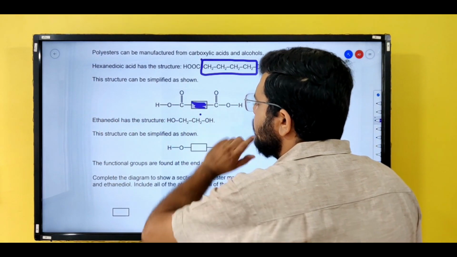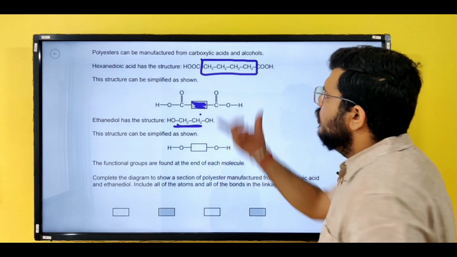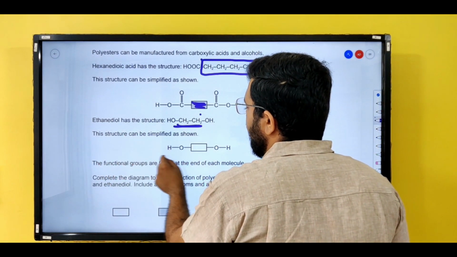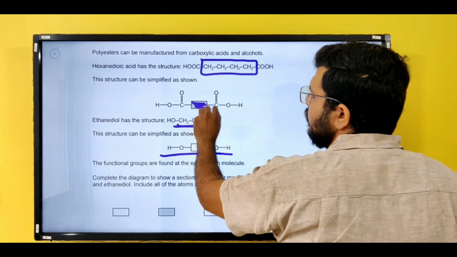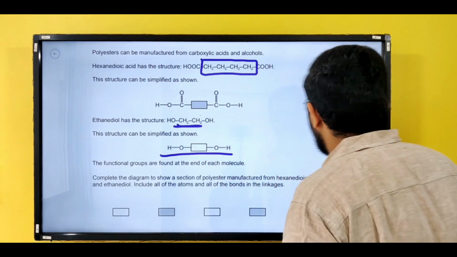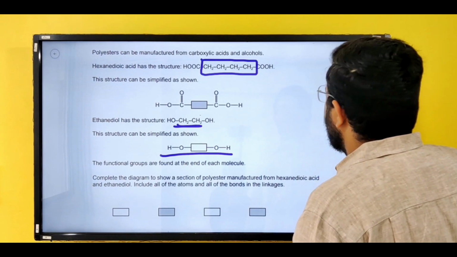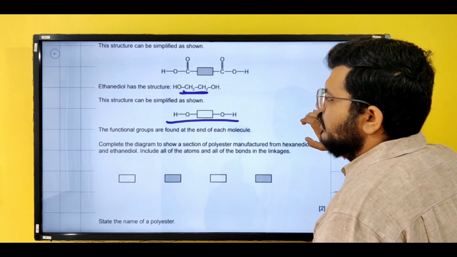Ethane diol has a similar structure, right? It has a chain of CH2, not as long, but it does. This structure can be simplified as shown like this. Okay, so this box is colored, this box is not, to also signify the chain is different, right? Okay, the functional groups are found at the end of the molecule. Yes, those are the reacting parts.